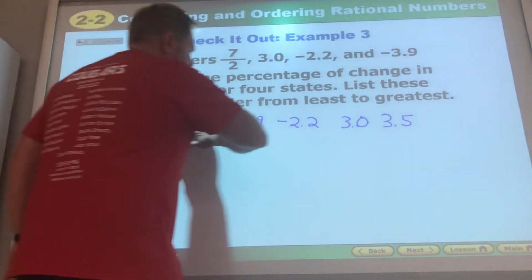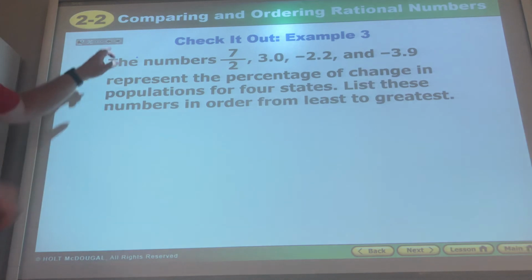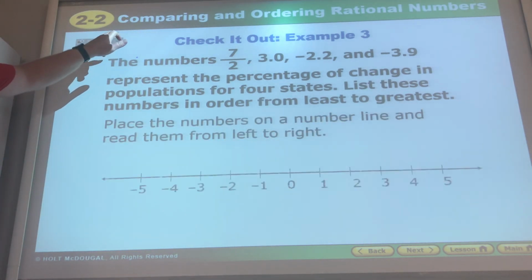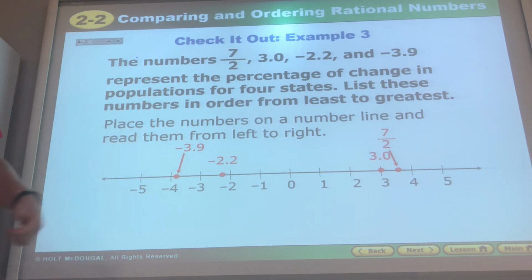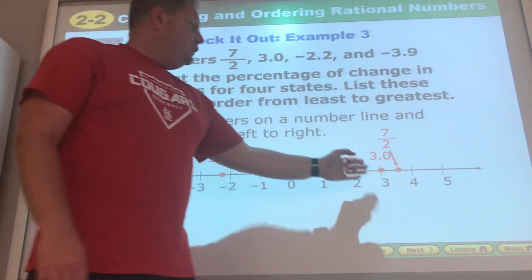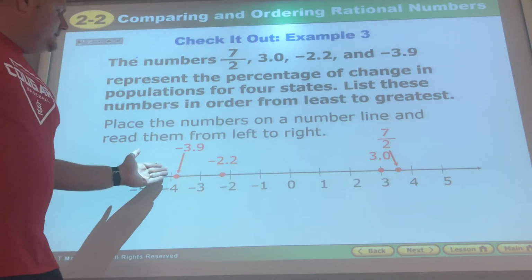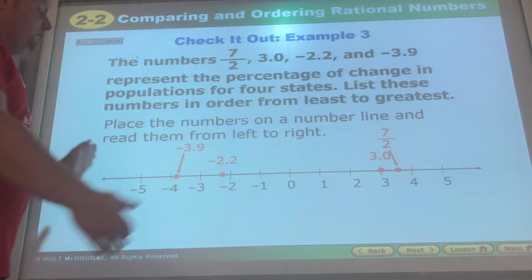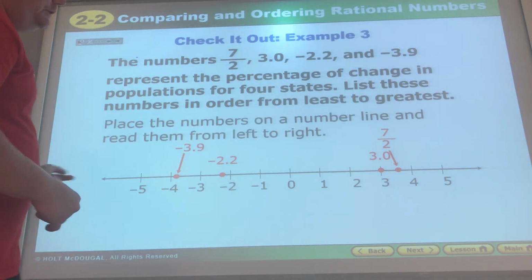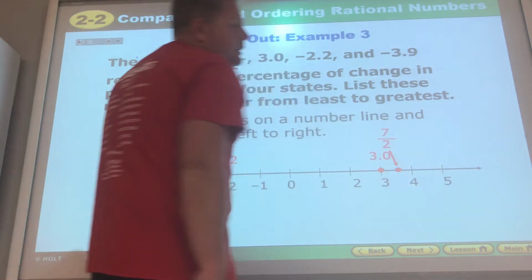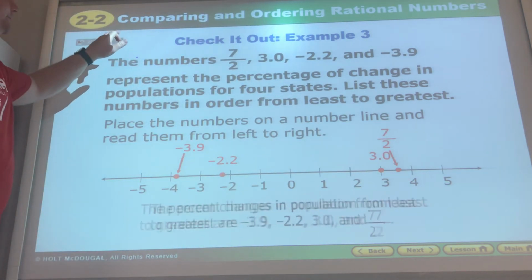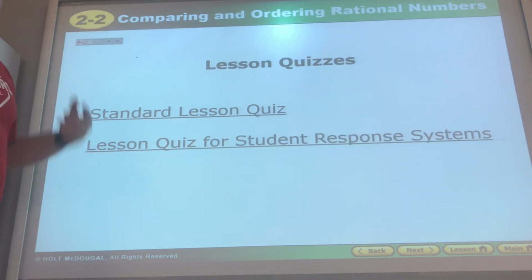All right, let's see how they did it. They're probably going to put it on a number line, and maybe that'll help some of you visualize it. All right, I'm hoping by now you can kind of have an idea for negatives and positives. All right, negative 3.9, negative 2.2, 3.0, and 7 halves. Least to greatest. Remember, the further left you go, the smaller. The further right you go, the bigger. Hopefully, you can have a good example with that and be successful. See you guys in a bit.